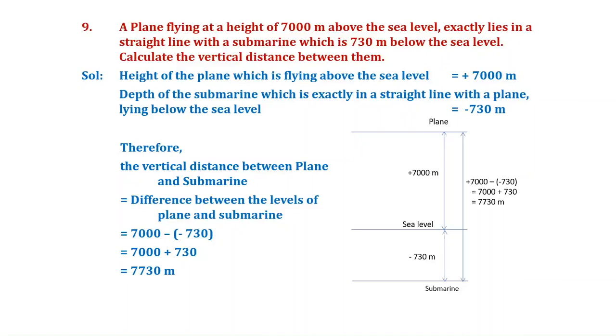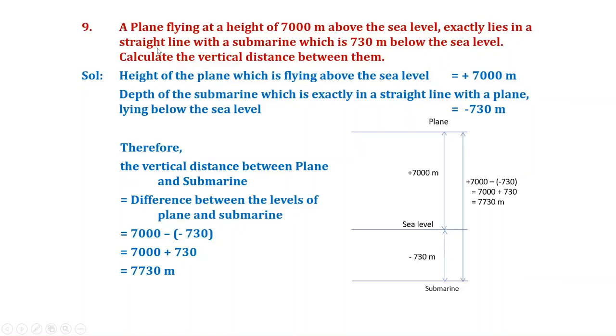So before going to answer the problem, first you have to know about the sign convention of the sea levels. So sea level is always indicated with the 0 meters level, and above the sea level the number will be indicated with a positive number, and below the sea level the number will be indicated with a negative number.